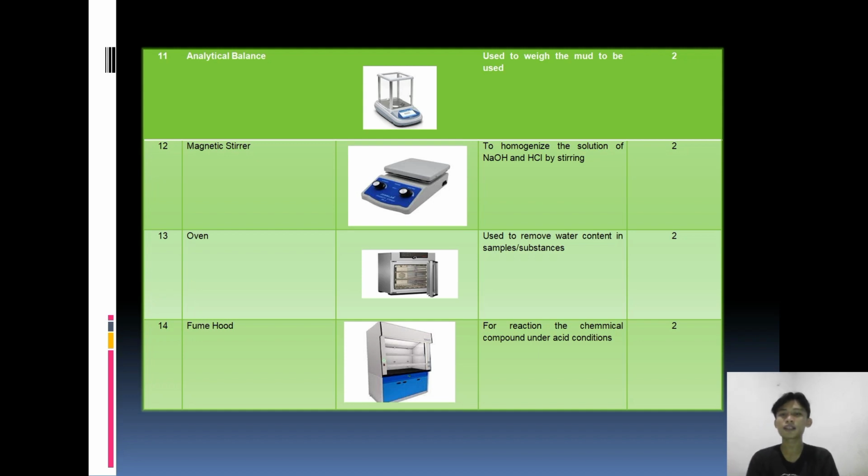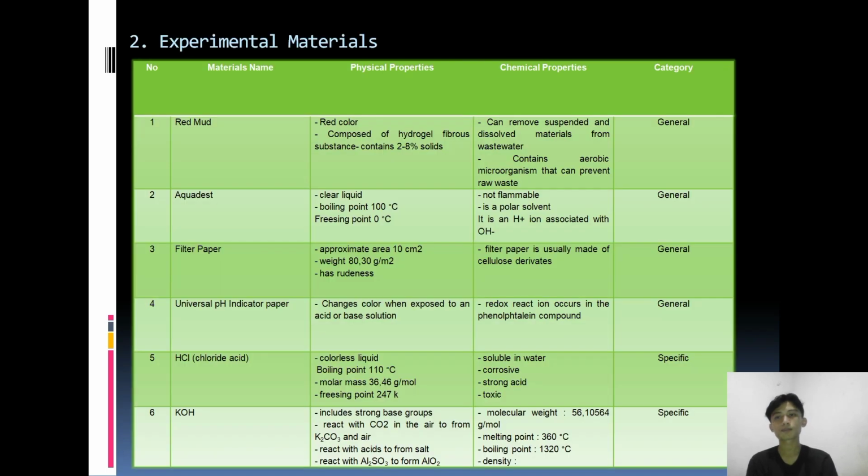Number 12, magnetic stirrer. Its function is to homogenize the solution of NaOH and HCl by stirring. Category 2. Number 13, oven. Used to remove water content in the sample or substance. Number 14, fume hood. Its function is for reacting chemical compounds under acid conditions. Category 2.